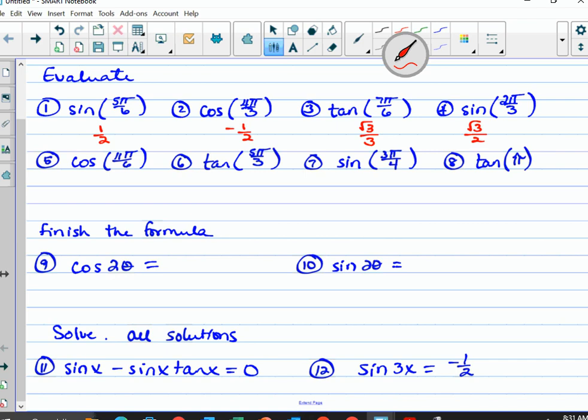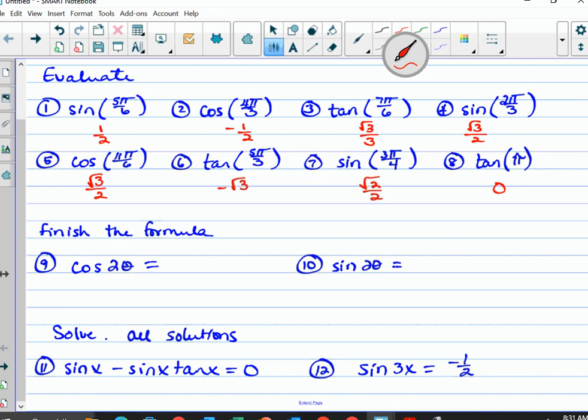Cosine of 11 pi over 6. All right, tangent of 5 pi over 3. Sine of 3 pi over 4. Tangent of pi. 0. It's y over x, so 0 over 1 is 0. Yeah. All right, we did okay on the first page, right?